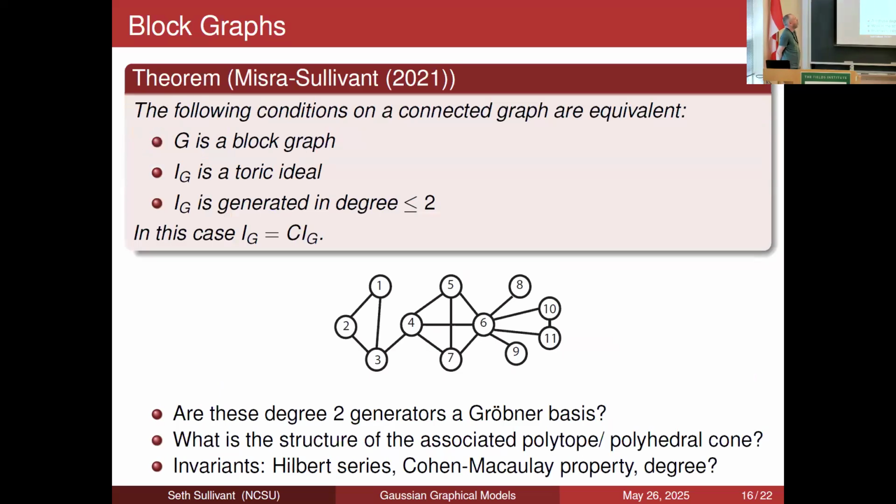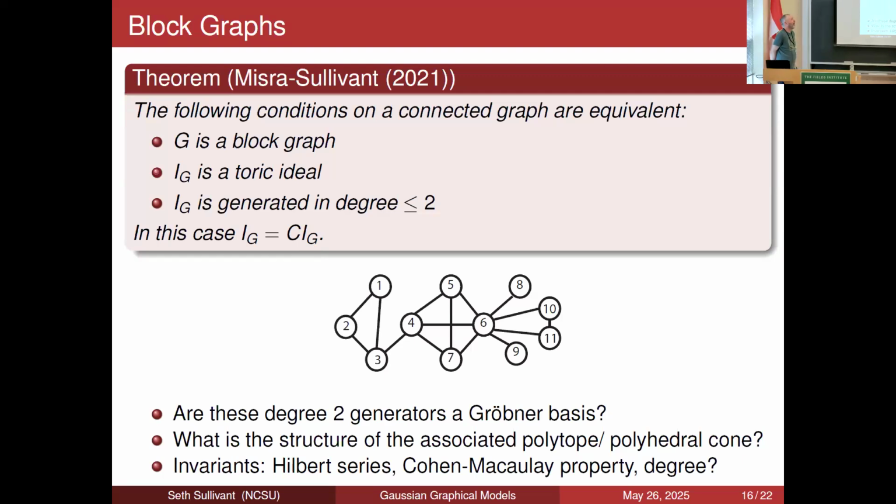So with my former student Pratik, we showed the following things. The following conditions are equivalent on a connected graph: G is a block graph; the vanishing ideal of the Gaussian graphical model is a toric ideal; and the vanishing ideal of the Gaussian graphical model is generated by polynomials of degree less than or equal to 2. And furthermore, in that case, the vanishing ideal is equal to the conditional dependence ideal.